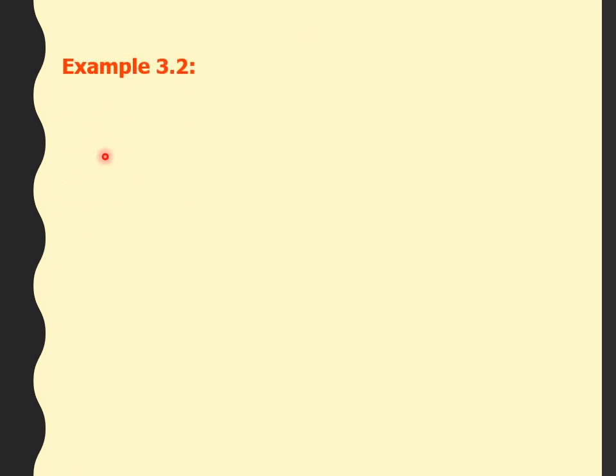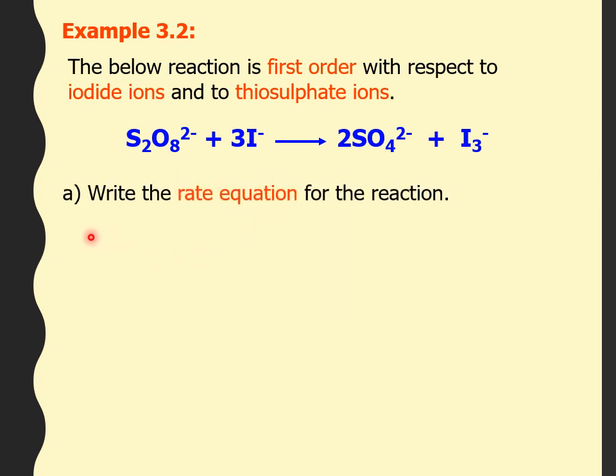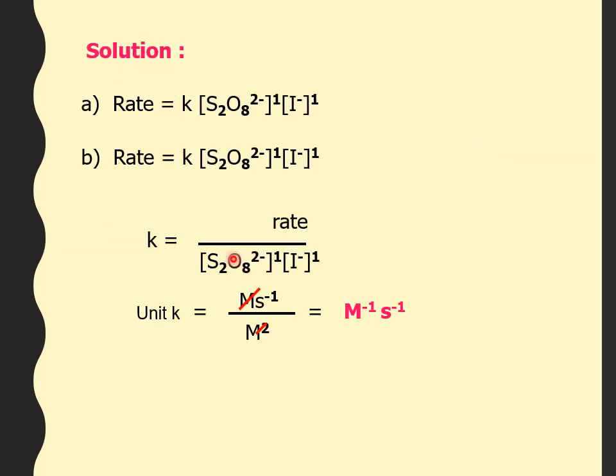Let's do example 3.2. The reaction below is first order with respect to iodide ions and thiosulphate ions. This is the equation, and the question is: write the rate equation for the reaction. So the answer would be rate equals K, concentration of thiosulphate ion to the power of 1, and concentration of iodide ion to the power of 1.